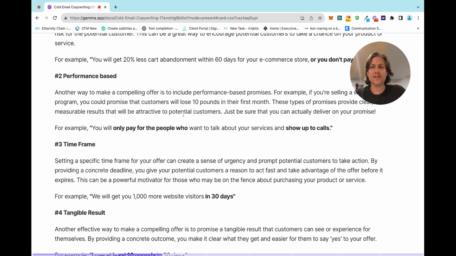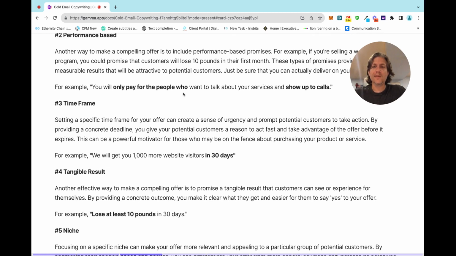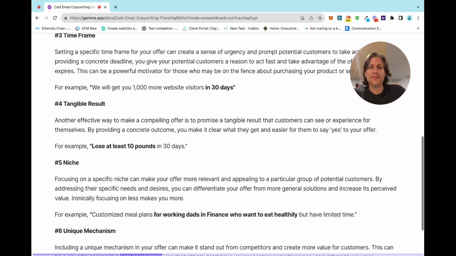Number 3 is time frame. So we'll get you 1,000 more website visitors in 30 days. It's really helpful to put a time frame on your offer so people can crystallize what you're really doing and when. Number 4, tangible result. Super helpful. Really make something that they can grasp onto and make it clear and easy for them to say yes or no. So for example, lose at least 10 pounds in 30 days. If you're a trainer, obviously this is super helpful to, again, help people crystallize what value you're bringing.